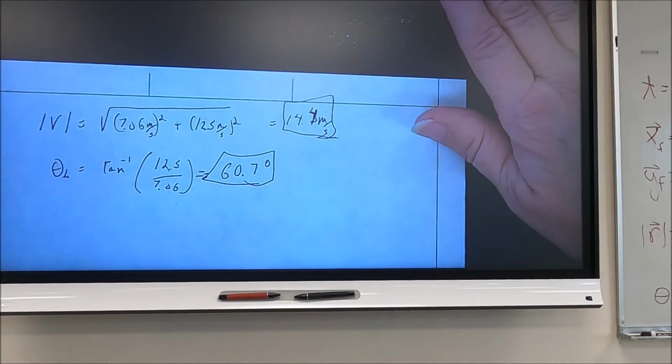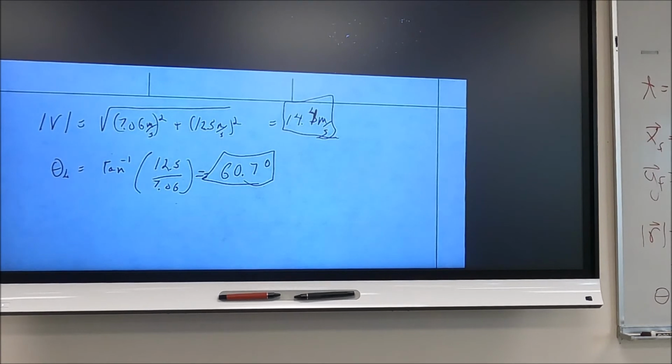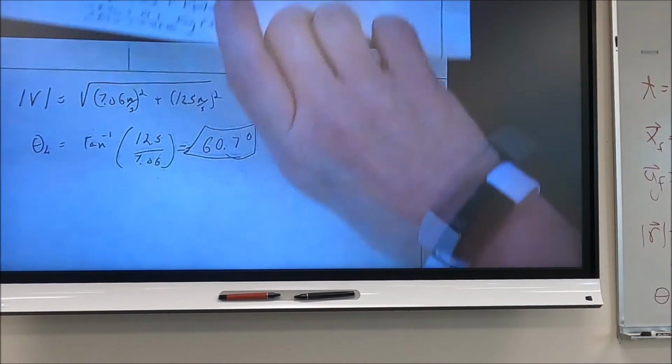And now I can say the velocity initially is the square root of 7.06 meters per second squared plus the 12.5 meters per second squared, or 14.4 meters per second. And its angle of launch is the inverse tangent of 12.5 divided by 7.06, so 60.7 degrees. I didn't bother to write the units in here because they're going to divide out. So we've got the magnitude of the velocity and the angle of launch.